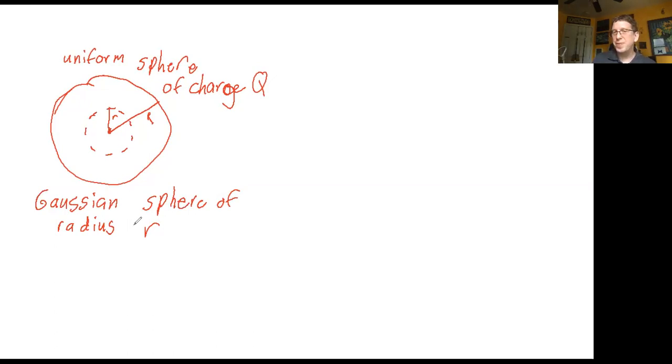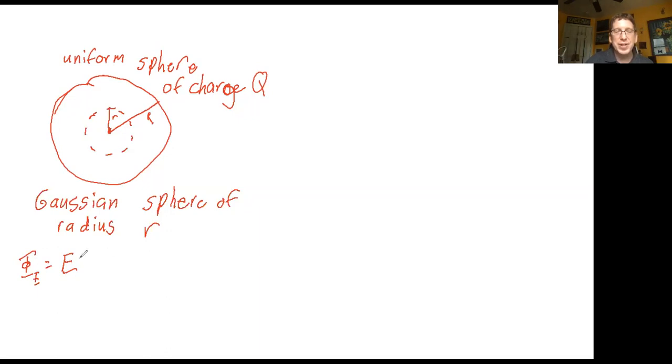At any point on the surface of the sphere, you would expect the magnitude of the electric field to be constant, assuming the center of the Gaussian sphere is on the center of the real sphere. You would assume the electric field is constant because of the symmetry. So we can write the electric flux then as being equal to E, and depending on the charge, if you're talking about a positive charge, the electric field is going to point outward. If you're talking about a negative charge, it's going to point inward.